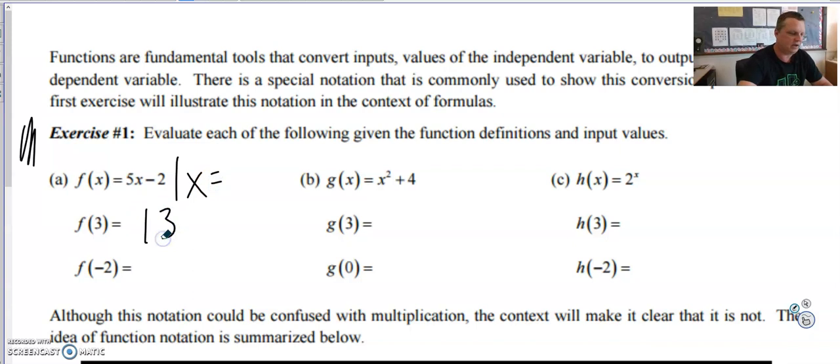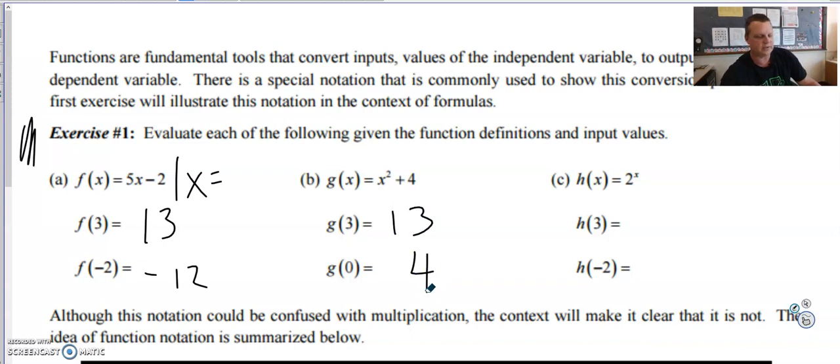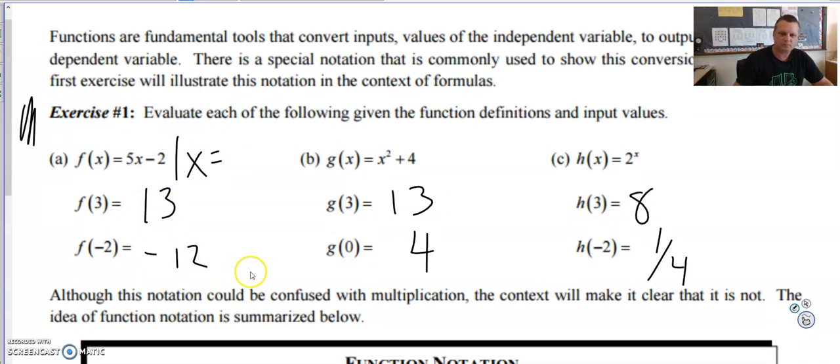This is 13. This is negative 12. We went over this. That's why I'm just kind of giving you the answer. What you should do is if you have your calculator, plug it in to make sure you can get this. This is 13. This is 4. Okay? The last one, h of x equals 2 raised to the x power. H of 3 is 8. H of negative 2 is 1/4. And if you put that in your calculator using "such that," it'll give you these output values.